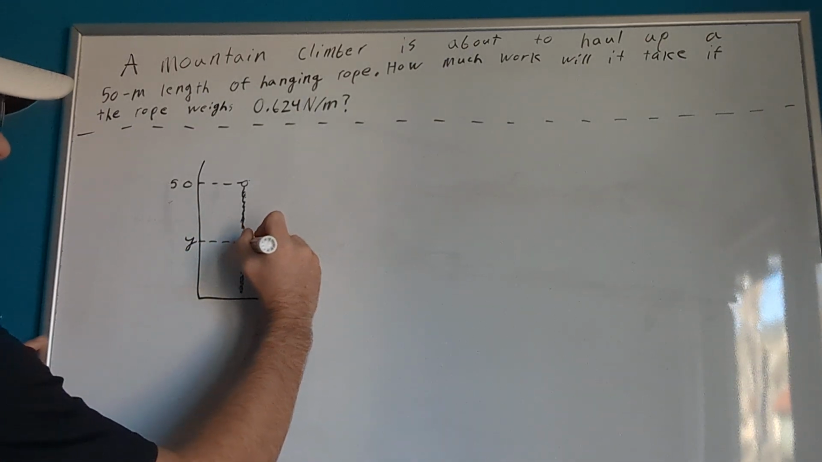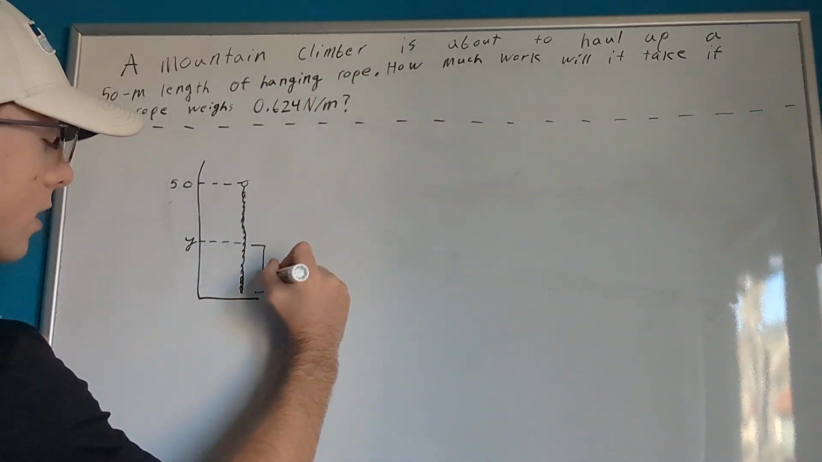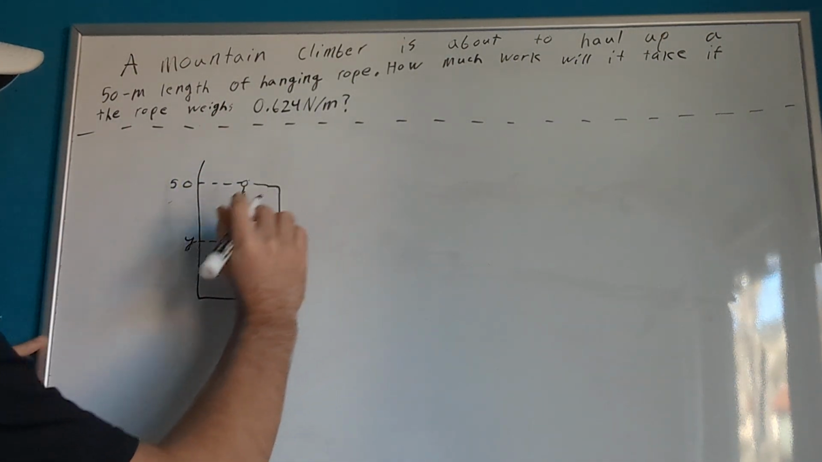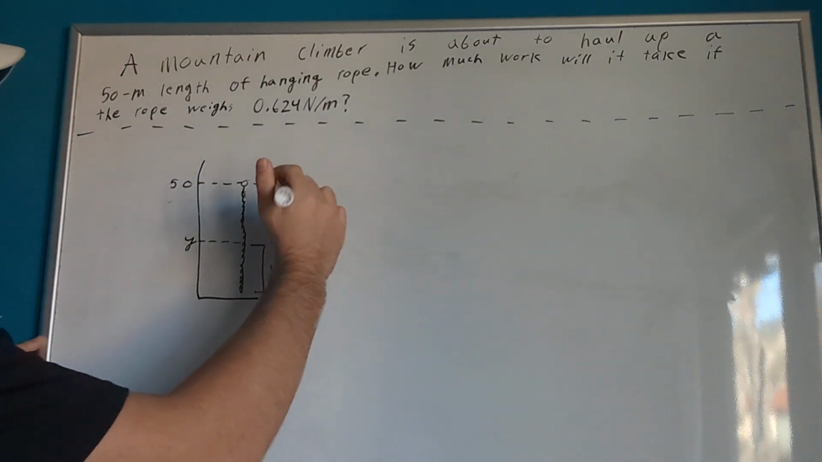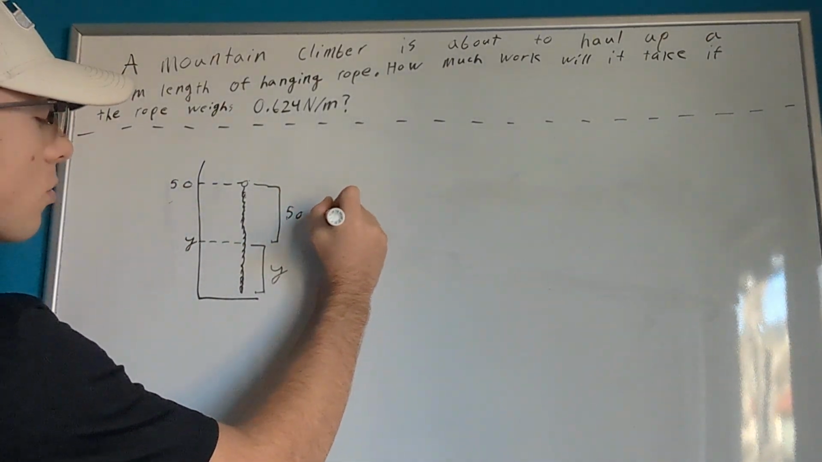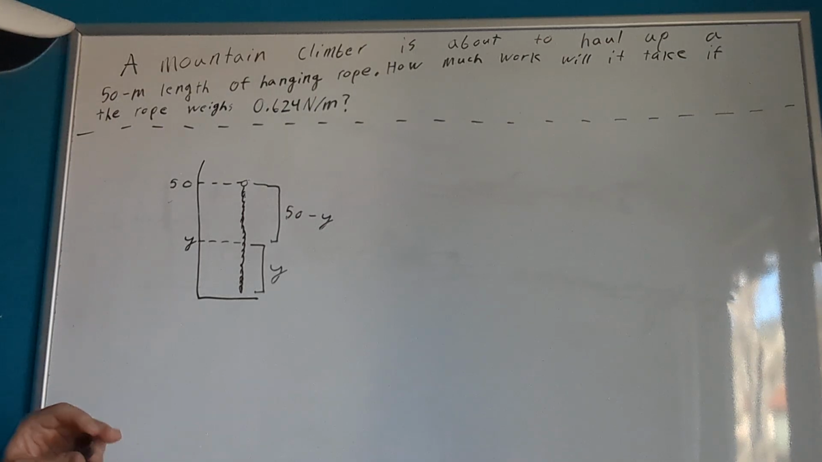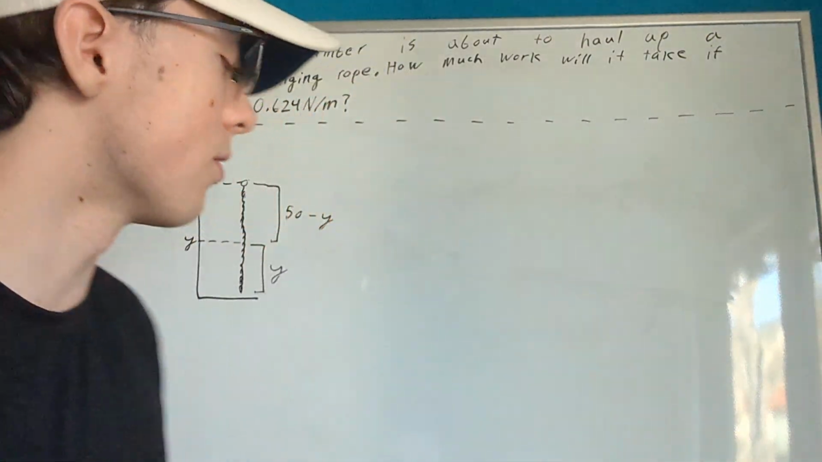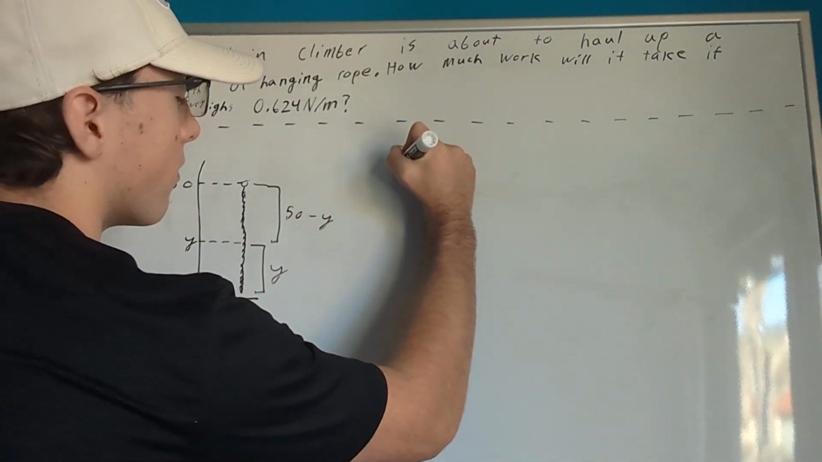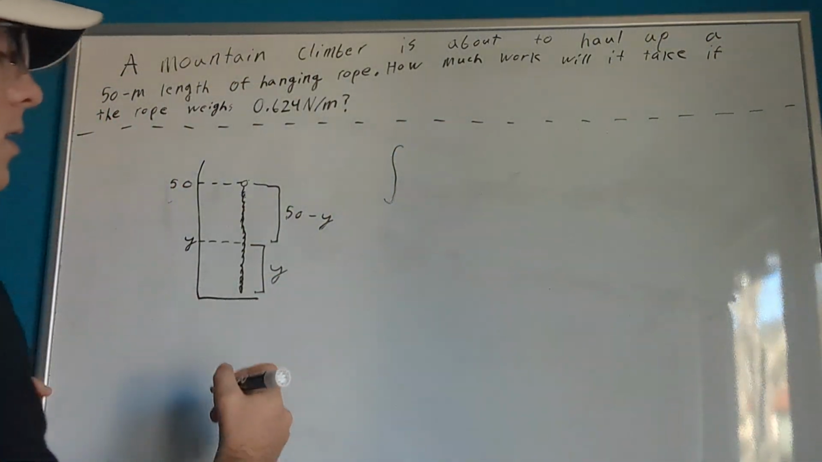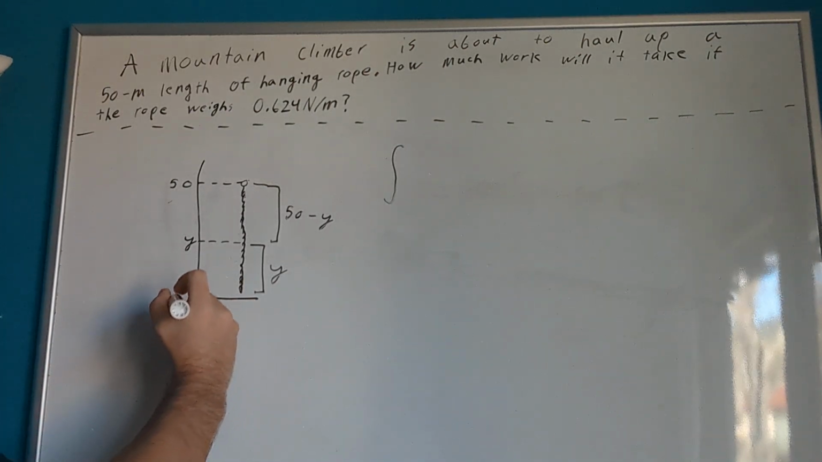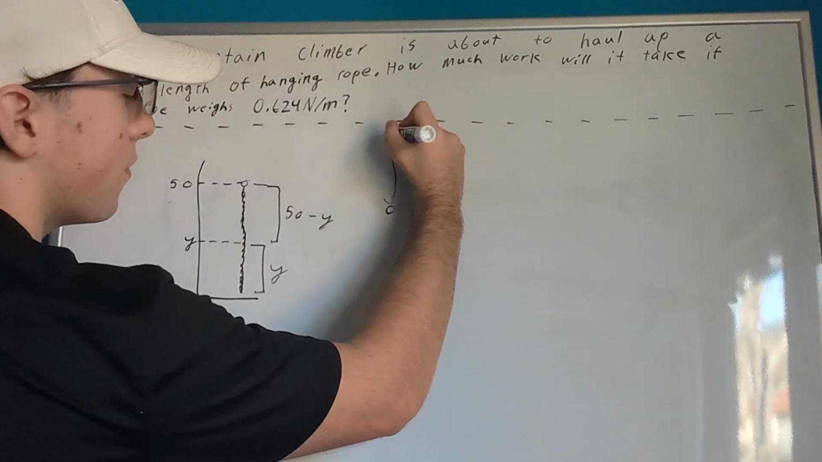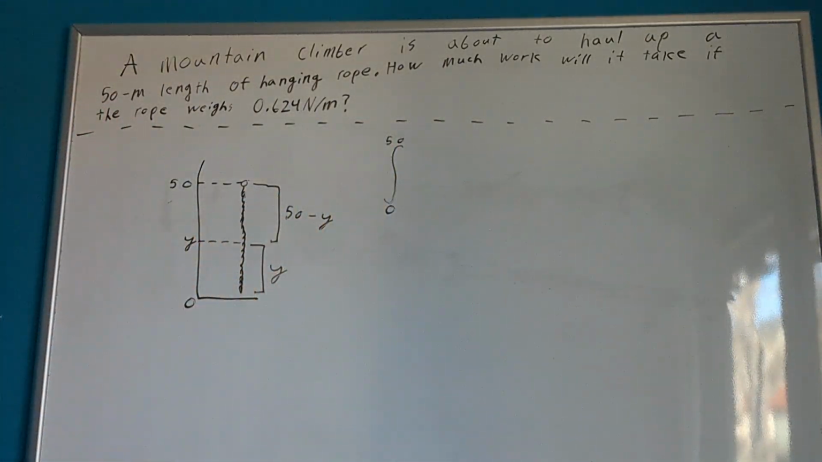So now we know that this part from here is y, and if this is y, the remaining part must be 50 minus y, right? So hopefully you followed at that point. Now what we're going to do is set up an integral. Let's start with setting the limits of integration. Down here we have 0, and up here we have 50, so we're going to go from 0 to 50, because that's where the rope is.